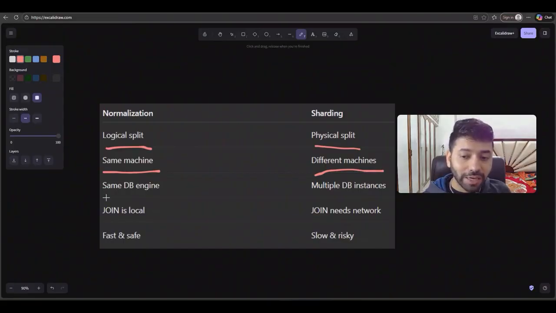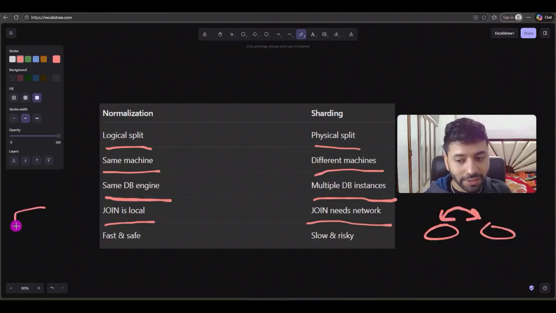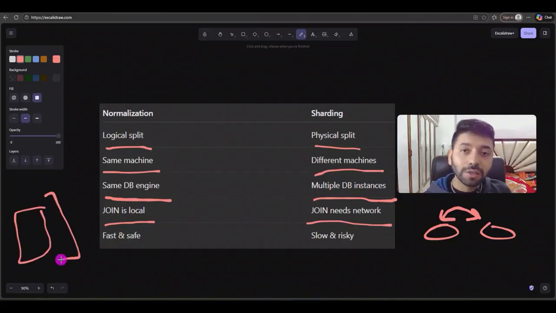So in sharding, you have different machines. In normalization, the data is under the same database engine, whereas in sharding, you would have multiple database instances. So when we talk about join in normalization, join is local, whereas in sharding, join needs network, because we have different machines, and when you have to interact between different machines, of course you would require the network. When it's on the same machine, you can do that locally. So there is no need of network calls in a single machine, correct? So that's why normalization is fast and safe, whereas sharding is slow, risky, and quite complex.